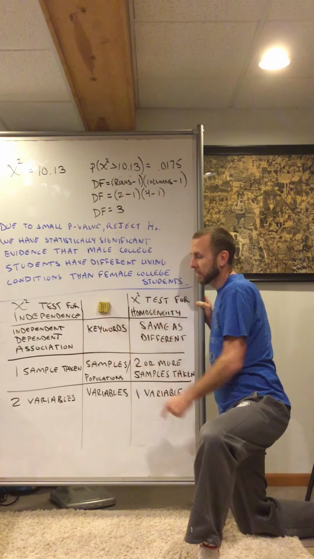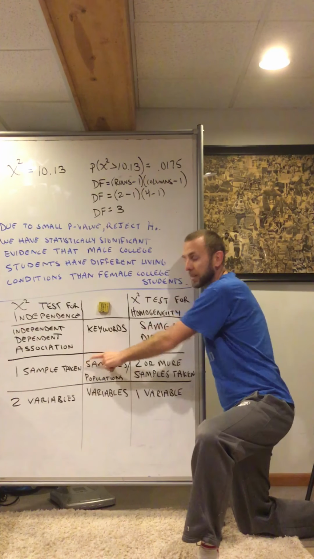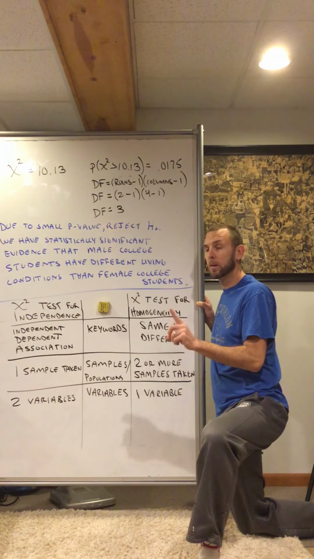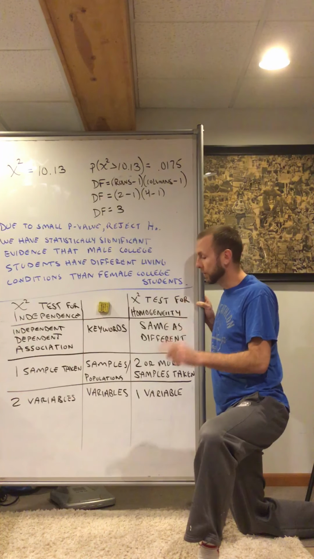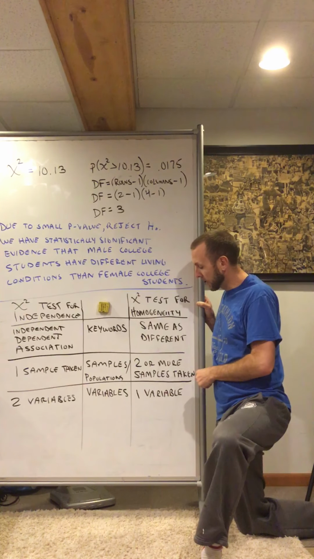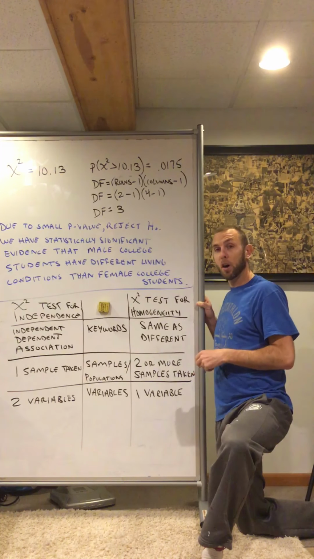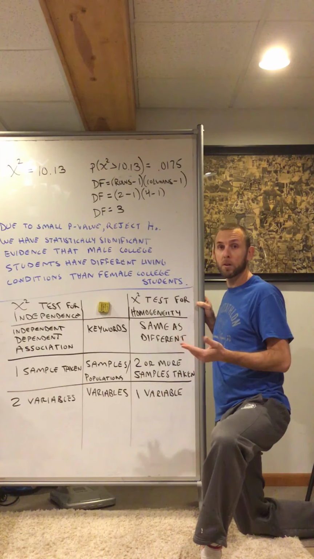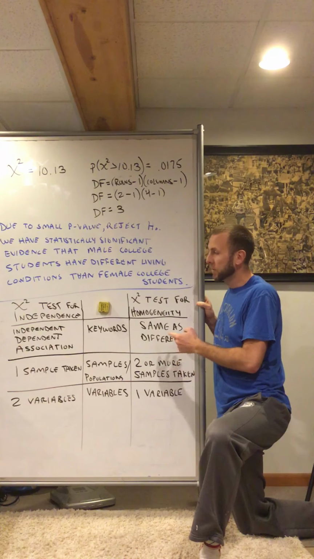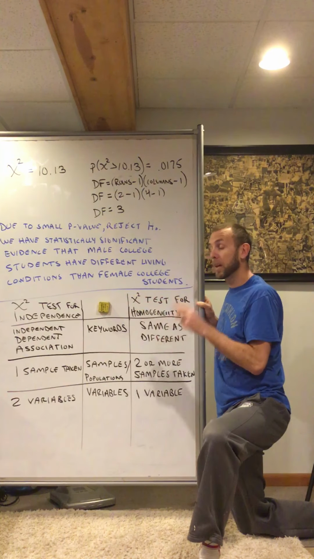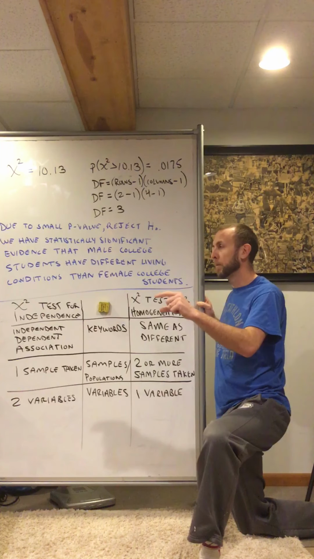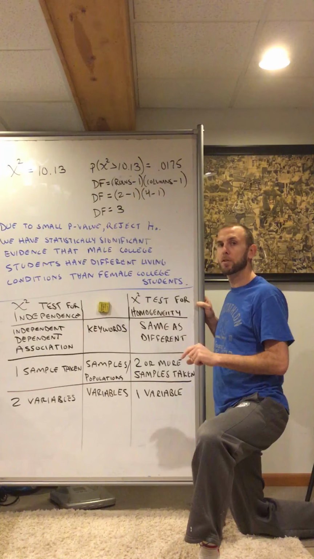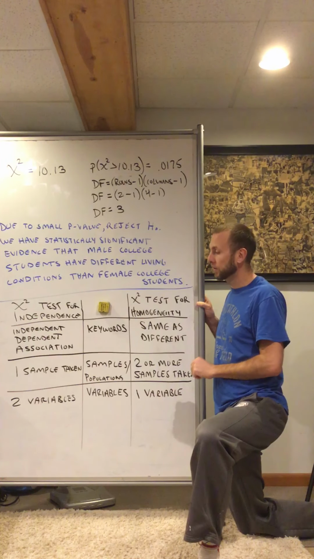The other difference is how many samples are taken. In a chi-square test of independence, there's always one sample taken, because there is one sample taken from one population. In a chi-square test of homogeneity, you're always taking 2 or more samples. So in this case, the one with the college students, we had 2 samples that came from 2 populations: the population of male college students and the population of female college students.